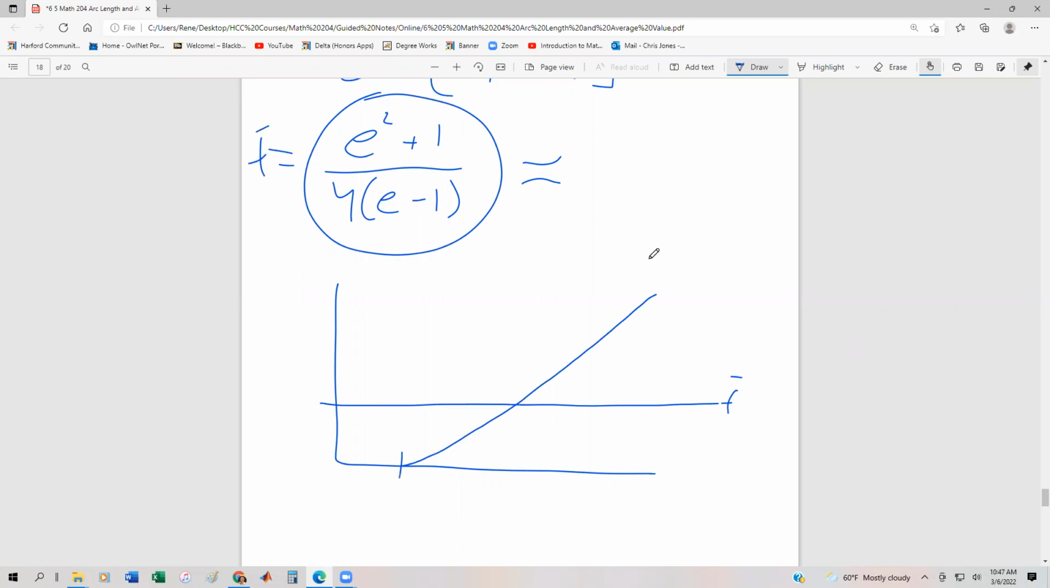So hopefully that gives you a couple more examples of being able to work with the average value of a function. We do have one last example, which we'll show in another video.